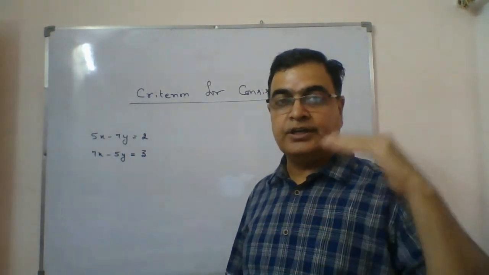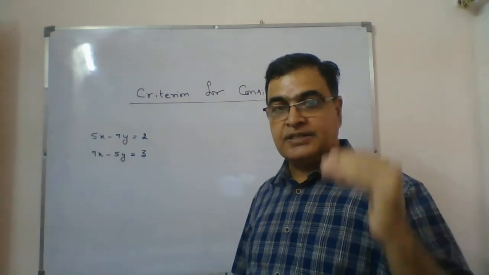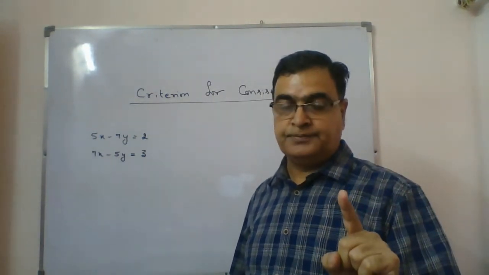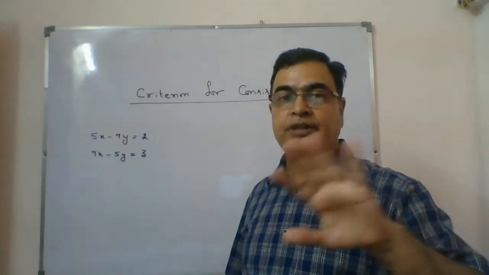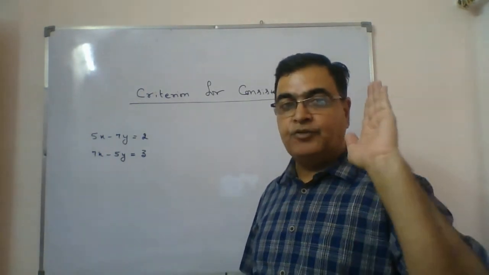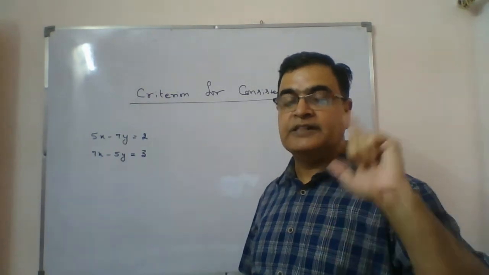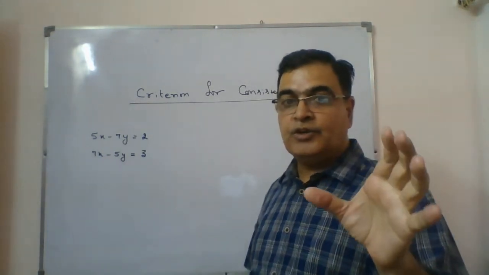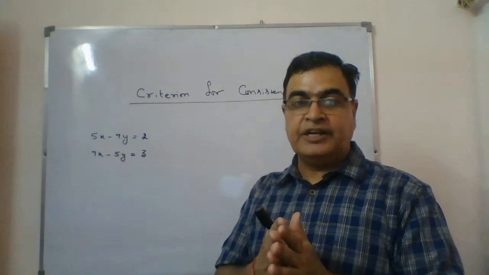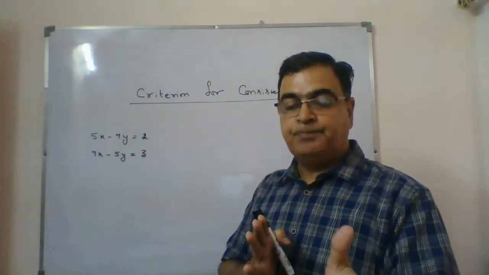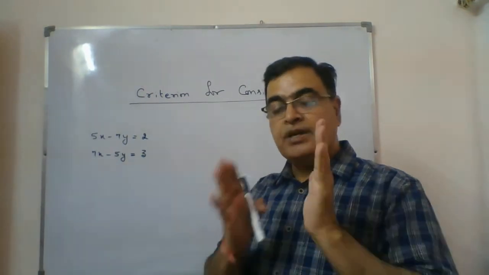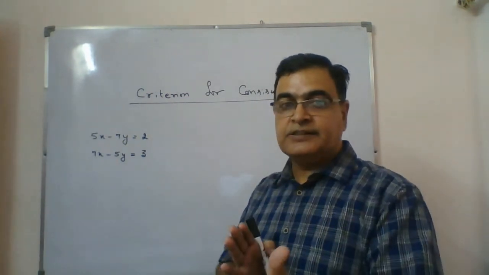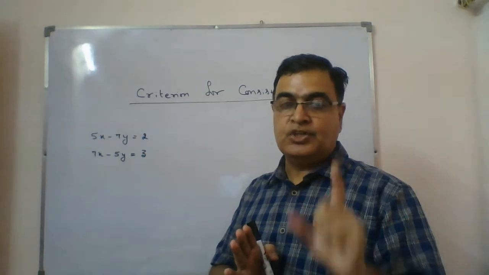Consistency, I told you that a system is consistent if it has a solution. That solution will be unique or infinite, and if it does not have a solution, we call that inconsistent. So here we will now find out in what case the system is consistent, and if it is consistent, whether it has a unique solution or infinitely many solutions. And second, if it is inconsistent, then what condition should we have.